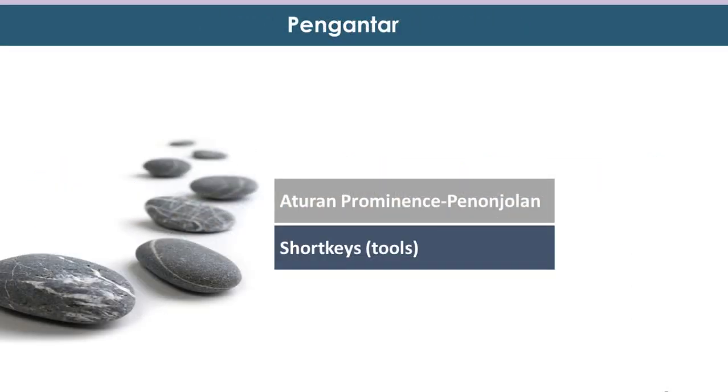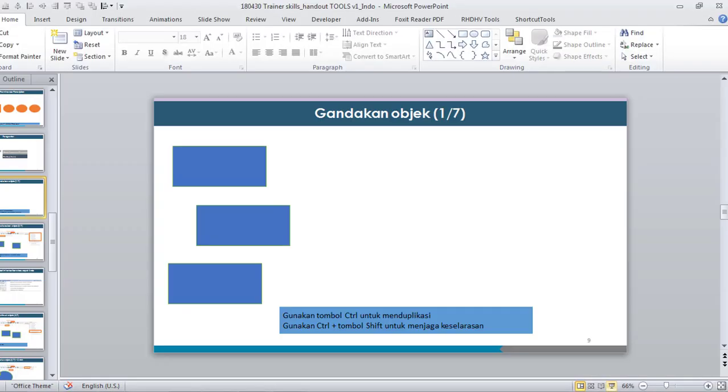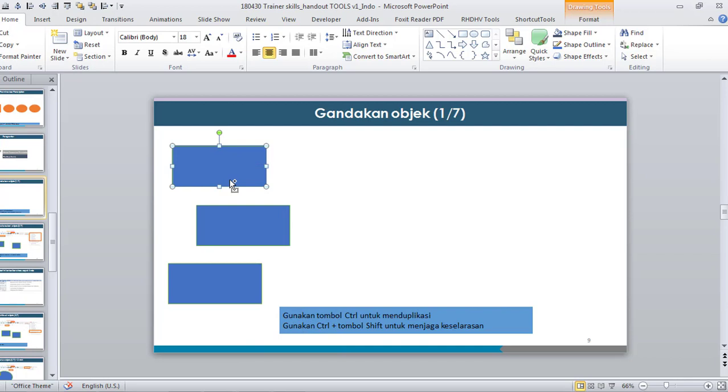The second topic will cover the shortkeys and how to make these objects faster. We'll cover 7 tools in this video, and the first one is on how to copy your objects fast. So if I move into the editor mode of PowerPoint, you probably know the right mouse click trick and then copy-paste your object like this. Or maybe you use Ctrl-C, Ctrl-V to copy your objects.